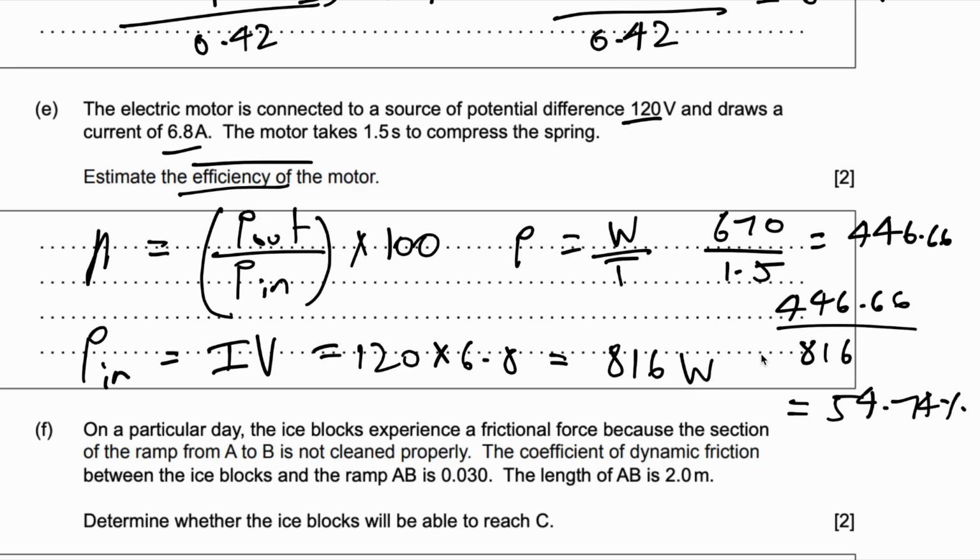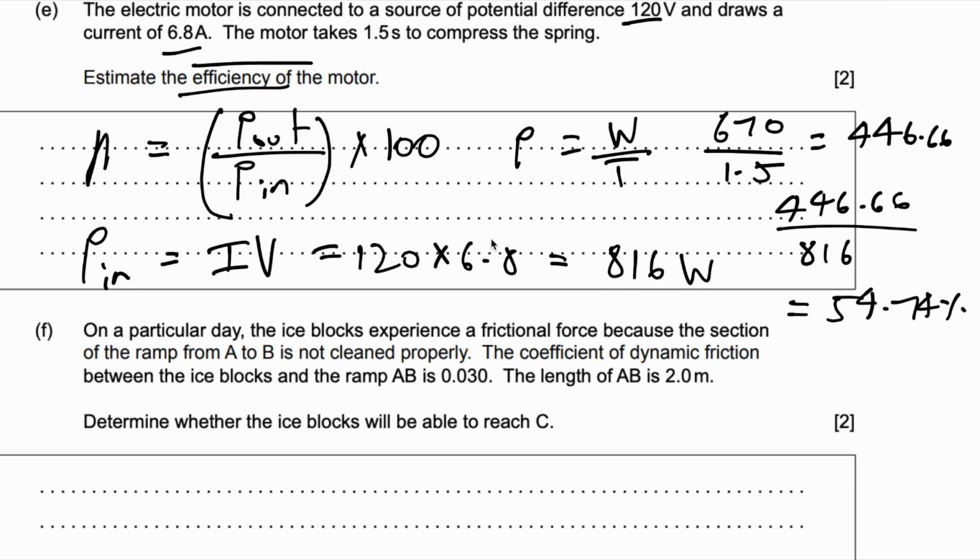Just to sum up what I did: what is the power input? I need to supply some energy into the motor for it to do some action. It takes about 816 watts for it to do a certain action. But the actual output of that motor to do the action which I'm intending is 446.66 watts. So if I supply 816 watts, the total output is only 446 watts. This divided by that is about 54.74%. So some energy is lost in between.